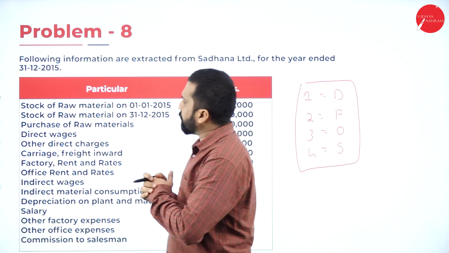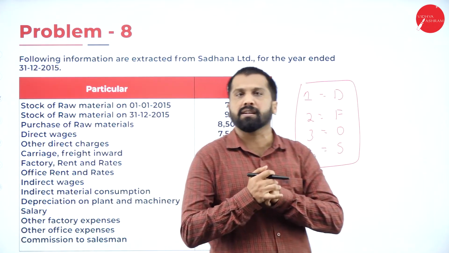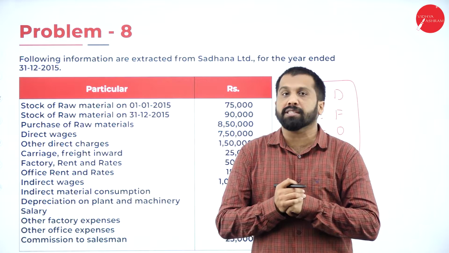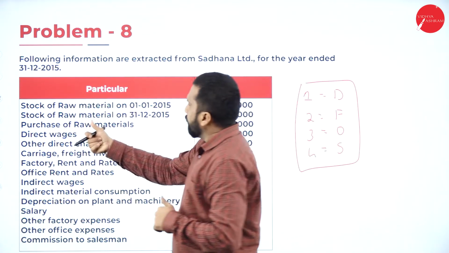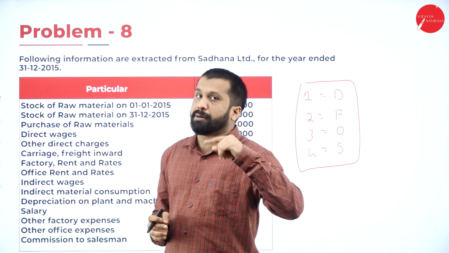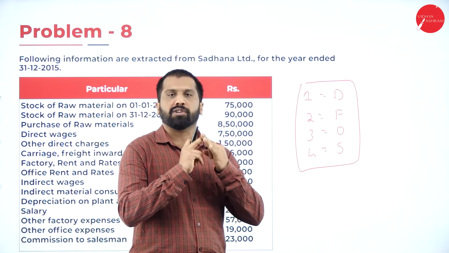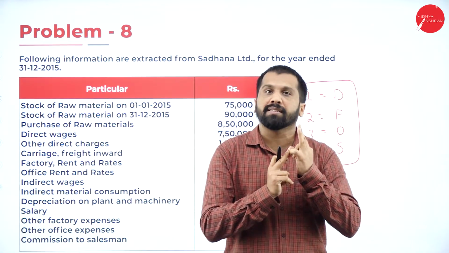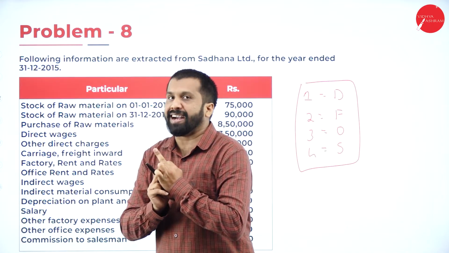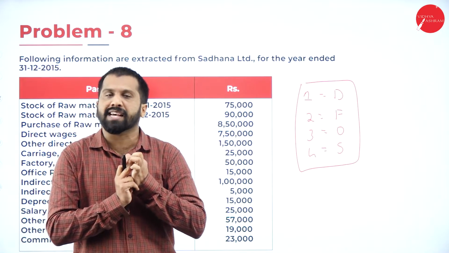Before I read out whether it comes under 1, 2, 3 or 4, you have to tell me whether it comes under first, second, third or fourth. Try yourself. Can you work it out without using your cost sheet format? Now, stock of raw material on 1/1/2015. As I explained in the previous session, raw material, work in progress, finished goods. Raw material always comes where? Step 1, your direct. Work in progress always comes where? Factory. Finished goods always come where? Office and administration.